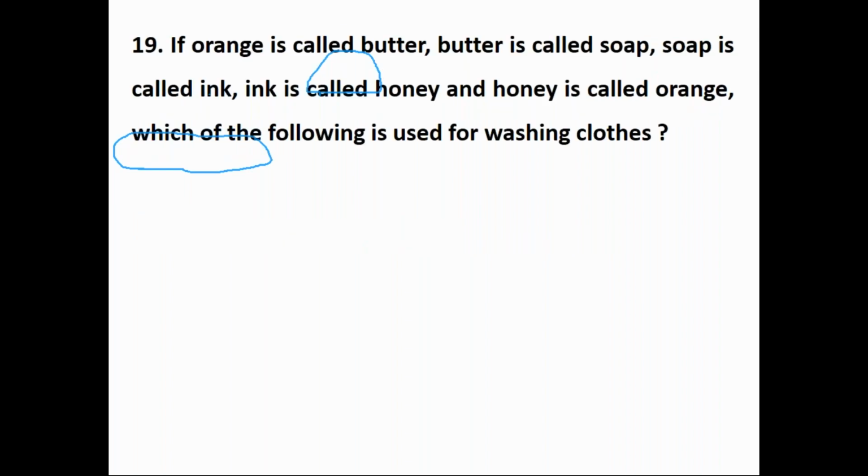So which of the following is used for washing clothes? Generally, what is the material we are using for washing the clothes, ma? Soap, sir. But soap is called what? Ink, sir. So ink is the answer. But in reality, don't use ink to wash our clothes. Okay.